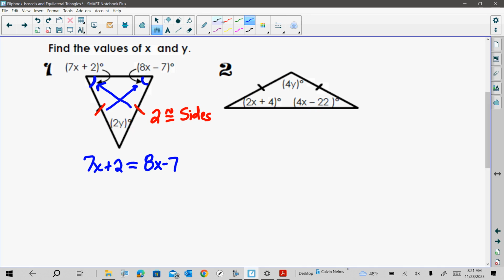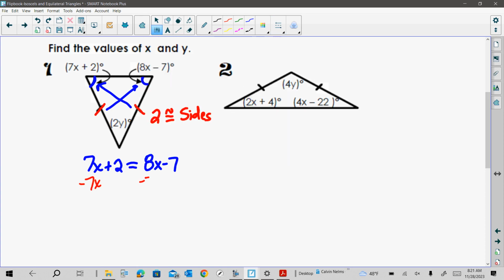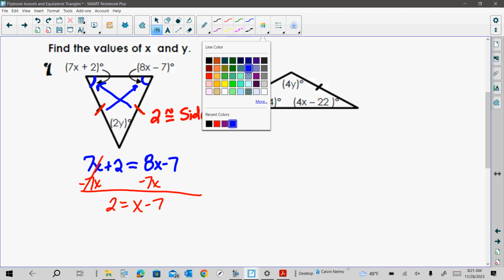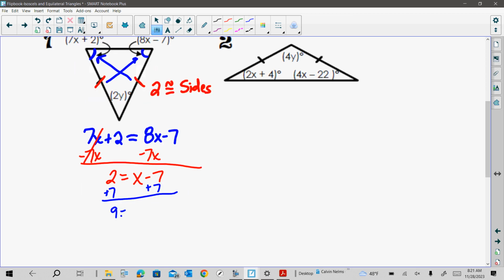Now we're just going to solve for x. Just start with the smallest variable. So minus the 7x on both sides. That will cancel, giving you 2 equals x minus 7. And then you would just need to add 7 to both sides, and we get our value for x. 9 is our x.